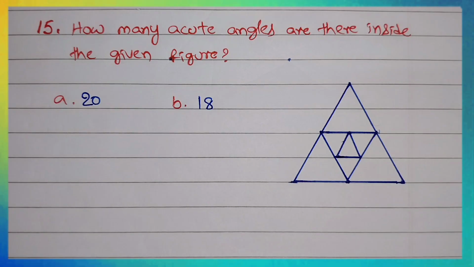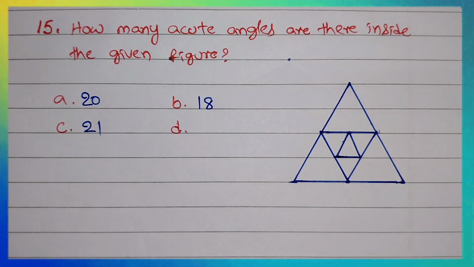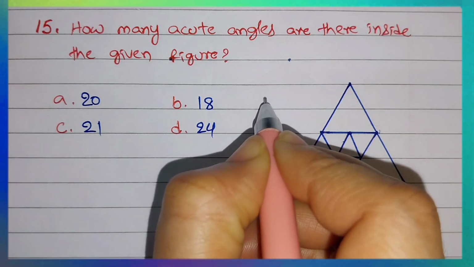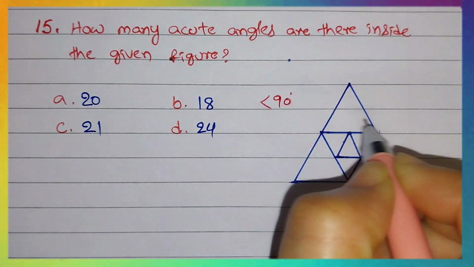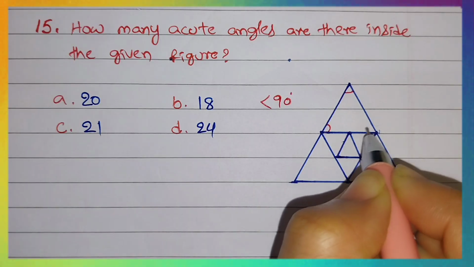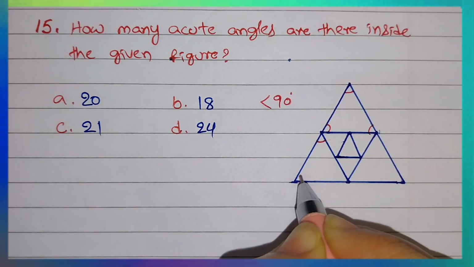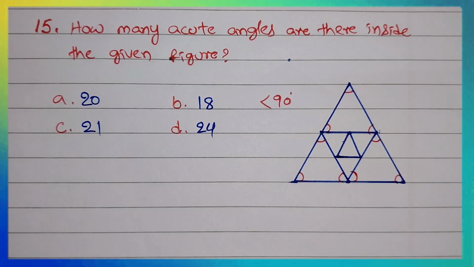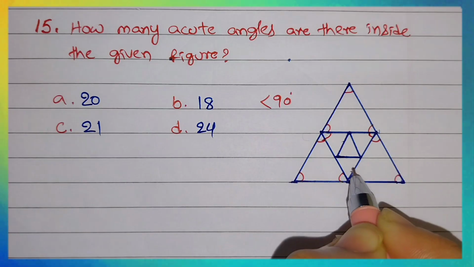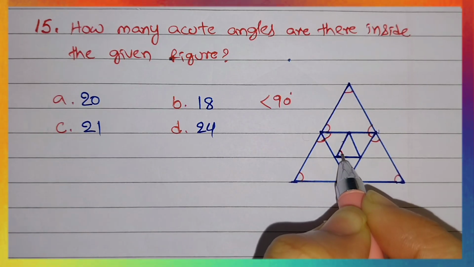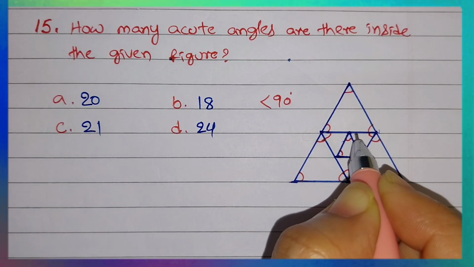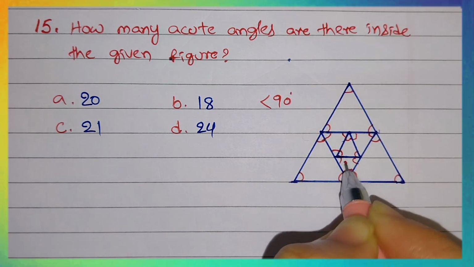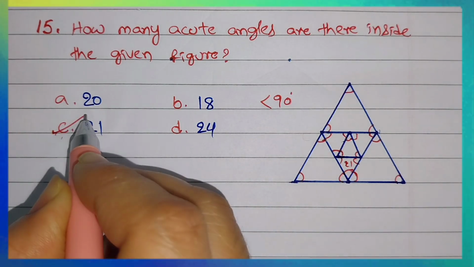Next, moving to the last question, the 15th one, how many acute angles are there inside the given figure? The given 4 options, A is 20, B is 18, C is 21 and D is 24. We know that acute angles are less than 90 degrees. If you count the angles, 1, 2, 3, 4, 5, 6, 7, 8, 9, 10, 11, 12, 13, 14, 15, 16, 17, 18, 19, 20, 21. Total acute angles, 21 acute angles are there inside the figure. So the option C is correct.